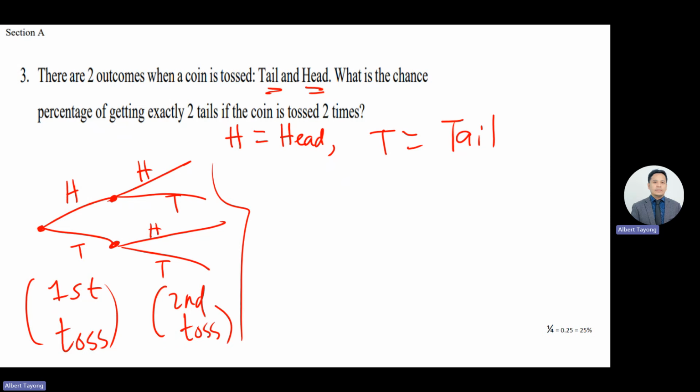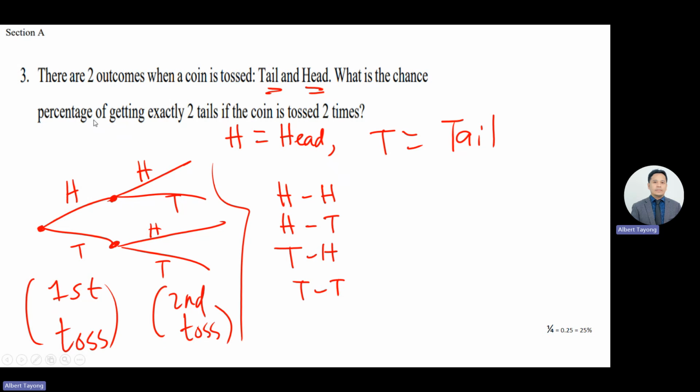So we follow line by line. The first possibility is HH. It means that head on the first and head on the second. Second one is HT. Third one is TH. And we have TT. So these are the possible outcomes. We have 4 possible outcomes: head on the first, head on the second; head on the first, tail on the second; tail on the first, head on the second; or both tails.